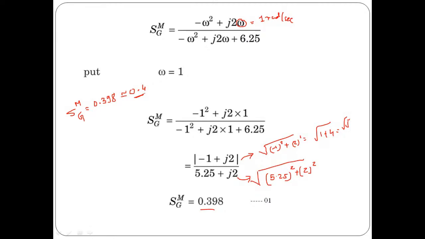Please note down this. It is simply formula based numerical. If you know the formula to calculate sensitivity of a closed loop system due to change in forward path gain, then it is very easy for you to analyze this numerical and solve this numerical.